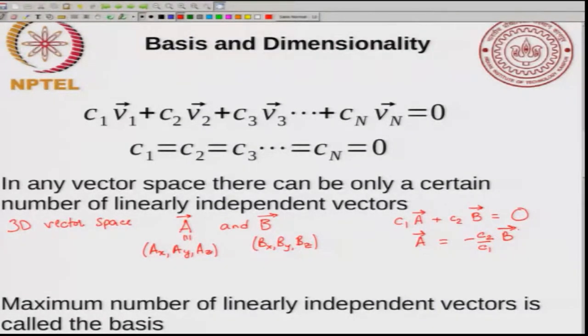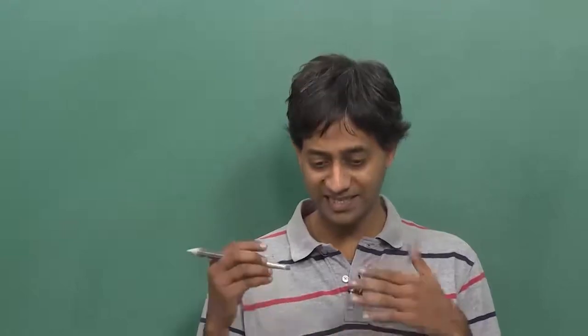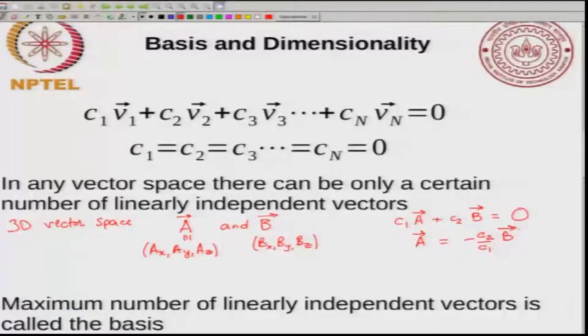So, if you take two vectors, then when you say that they are linearly dependent, that means they are proportional to each other. So if you take only two vectors, then they are linearly dependent if they are proportional to each other. So, this is the condition for two vectors. Now, what if you have three vectors? Suppose you have A, B, and C.